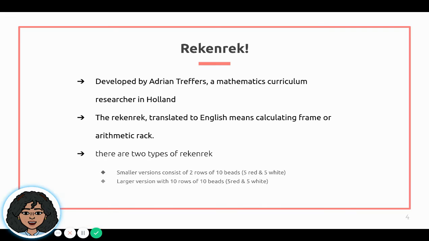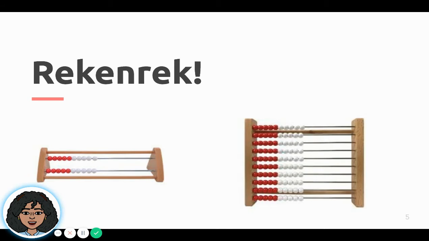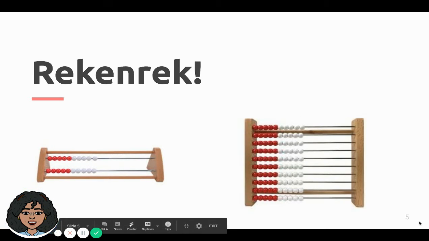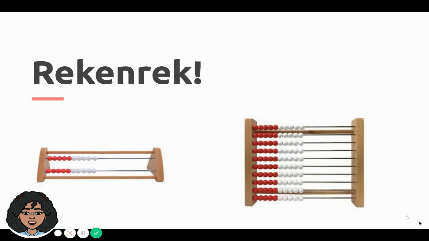So what is Rekenreks? This was developed by Adrian Treffers, a mathematics curriculum researcher in Holland. The Rekenrek, translated to English, means calculating frame or arithmetic rack. And there are two types of Rekenreks. There is a smaller version, which has 2 rows, and the beads are separated by color by quantities of 5. And there is a large version that has 10 rows, and the same quantities are separated by the colors red and white.